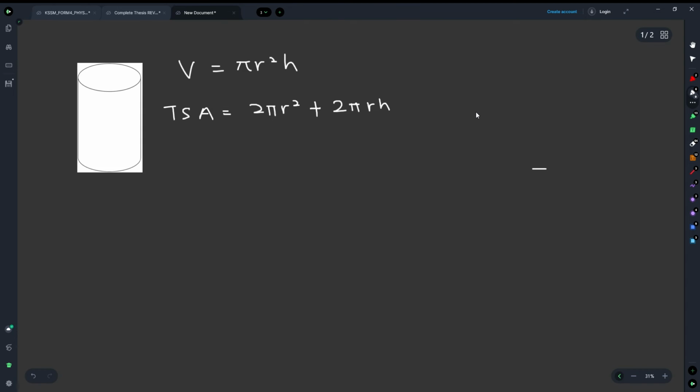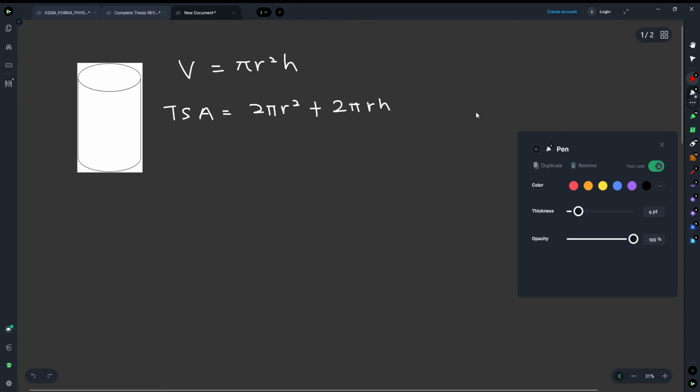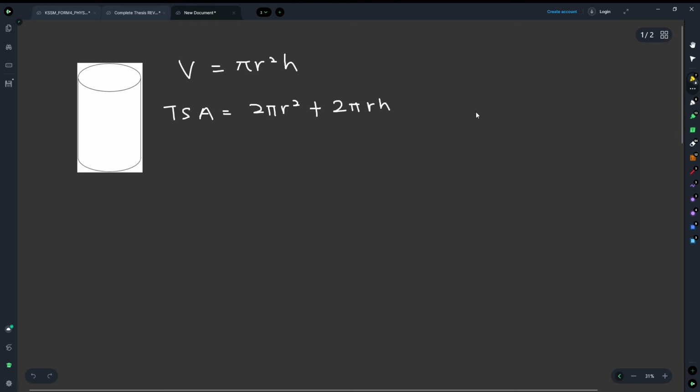So you might wonder, sir, how did you get this? I don't understand. Okay, it's very simple. I'll show you here. You just need to follow. If you really notice a cylinder, there is a top surface here which is in the form of a circle, and there is a bottom surface here which is also in the form of a circle. So we have two circles. For each circle the area is pi r square. Since we have two circles, it must be 2 pi r square. That's how you got this term, 2 pi r square.